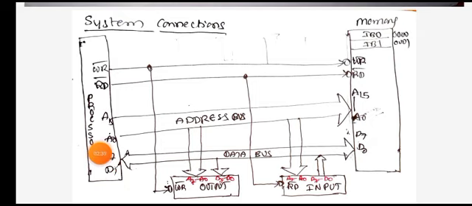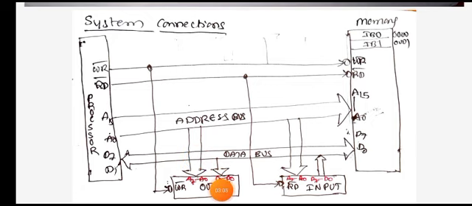Similarly, the output write operation: the processor sends the address of the output device through the address bus, places the data to be written on the data bus, and sends the write signal to the output device. Then whatever data is available on the data bus is transferred to the output device.